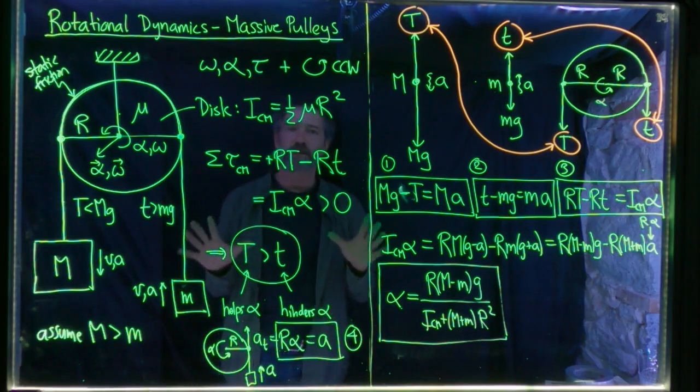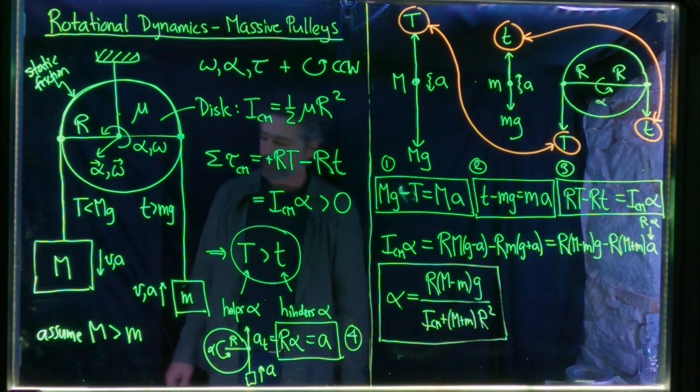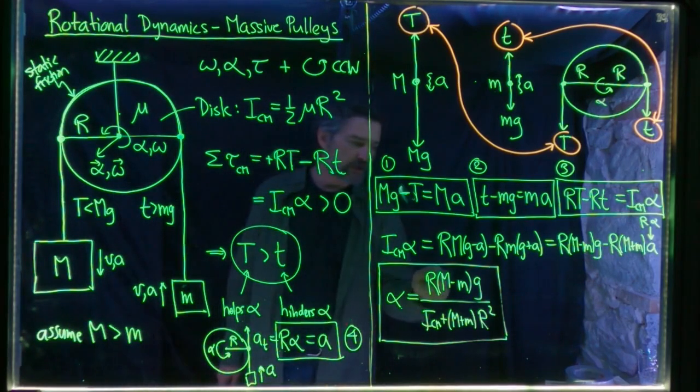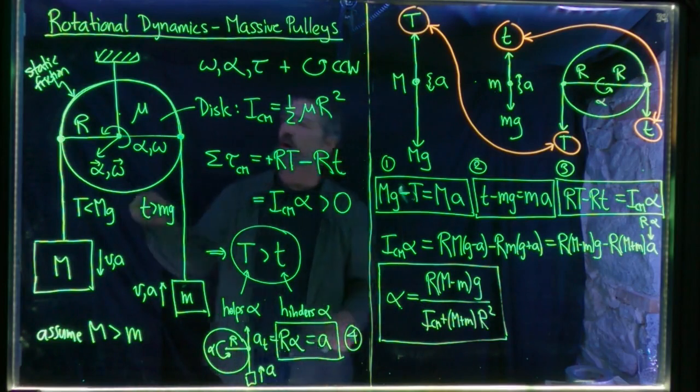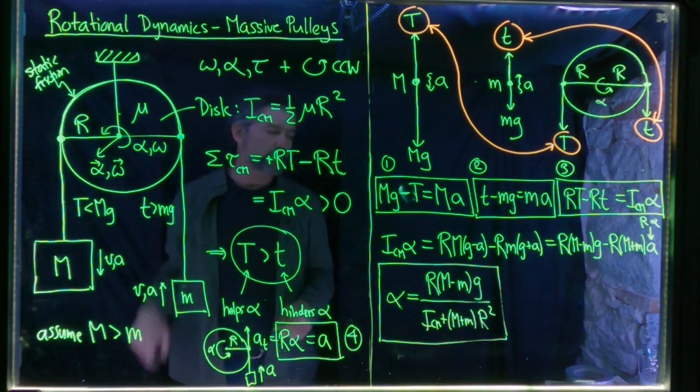The important question now, after solving this physics problem, is to see whether it makes any sense. You'll notice that the denominator is always positive. But in the numerator, we have big M minus little m, a difference, so it could be positive or negative. We assumed that big M was bigger than little m, in which case the numerator would be positive, and we have positive angular acceleration. So this wheel is spinning faster and faster counterclockwise.